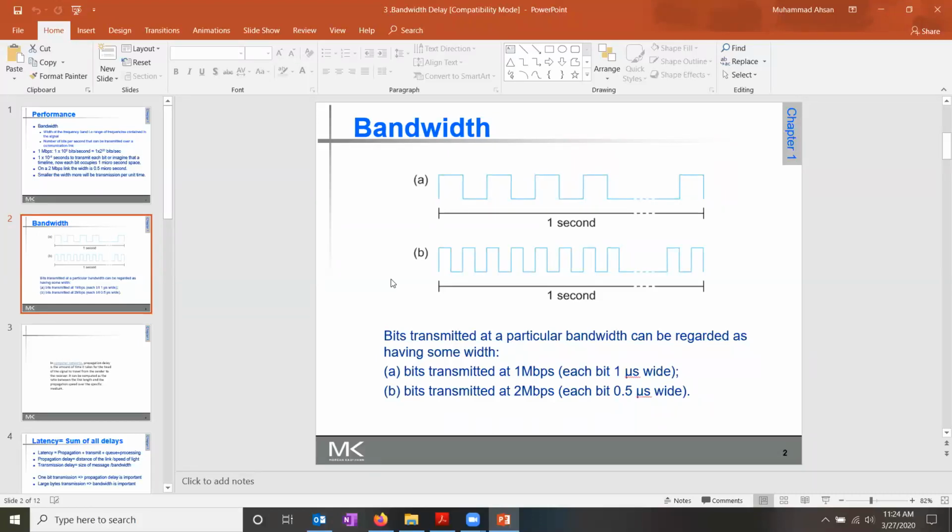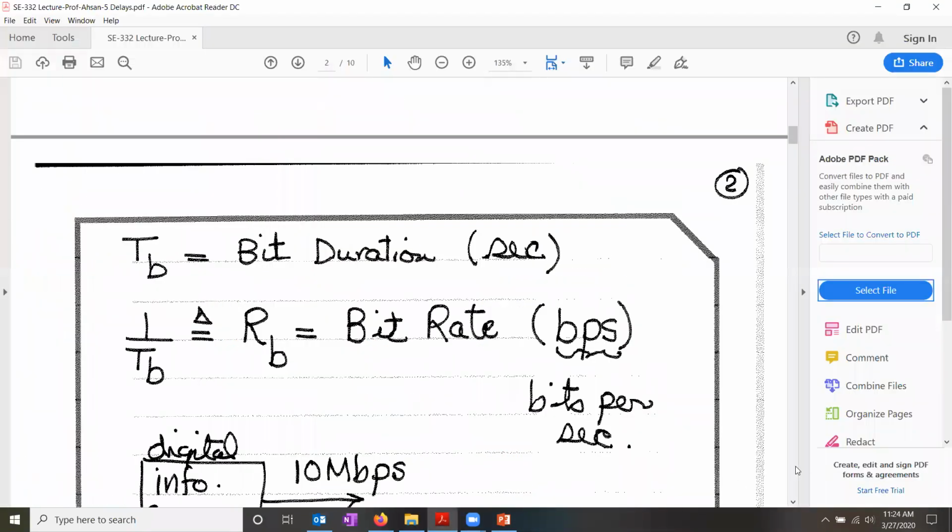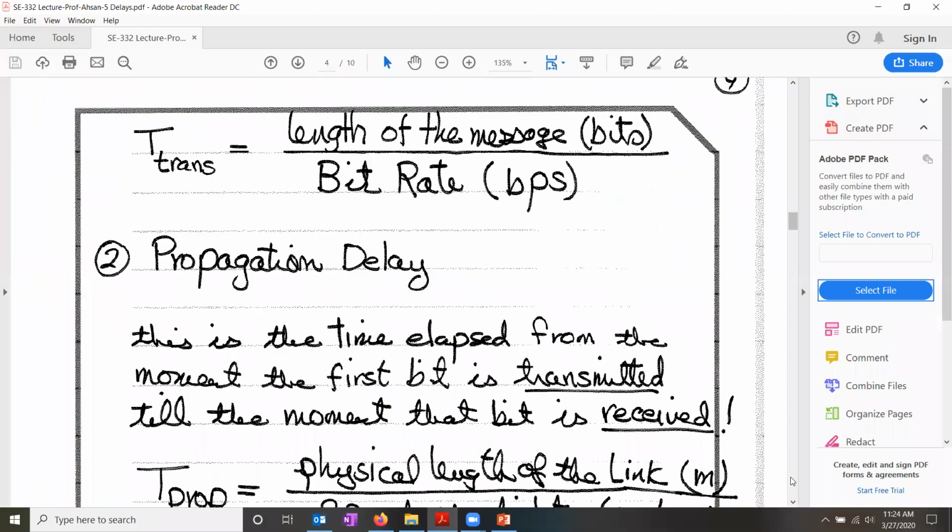Hello? Yes, sir. So this is bit duration, or the transmission time of a message. I told you that it is the length of the message in bits divided by the bit rate. You get the transmission delay or the transmission time of a message. How much time it will take for the transmitter to transmit those bits onto the communication link. It has nothing to do with the receiving of the bits. It is just the transmission of these bits, that is, how much time it takes to transmit these bits. Okay?